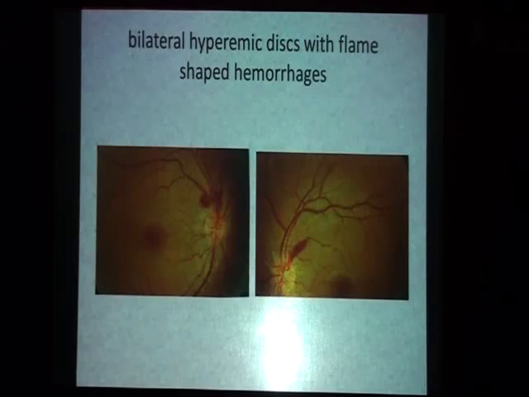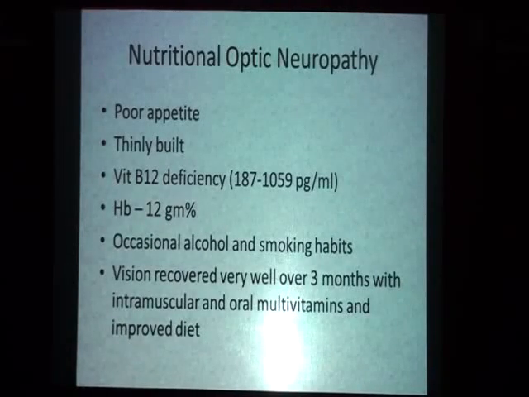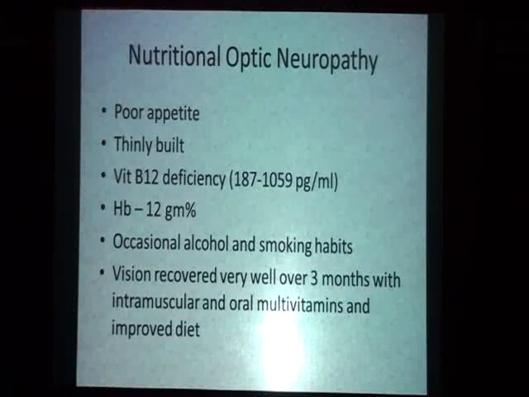It didn't look like bilateral optic neuritis. So we did an angiogram, found nothing in the fundus. It was only a disc edema with the flame-shaped hemorrhage. This patient, his detailed history was that he had a poor appetite. On examination, he was thinly built, and on testing, he was found to have vitamin B12 deficiency, and hemoglobin was 12. He also had occasional alcohol and smoking habits. This patient recovered very well over 3 months with intramuscular and oral multivitamins and improved diet. So basically, he had a nutritional optic neuropathy.